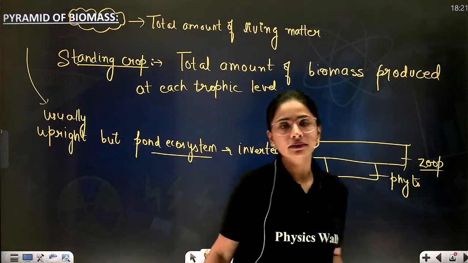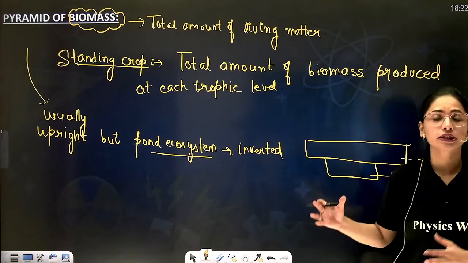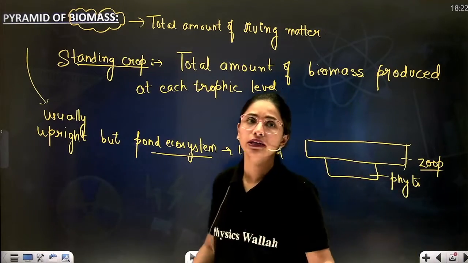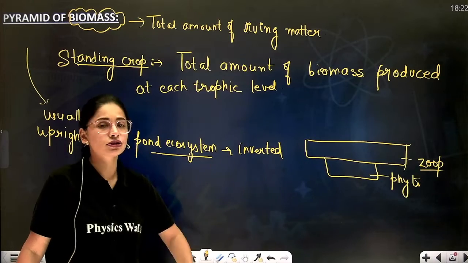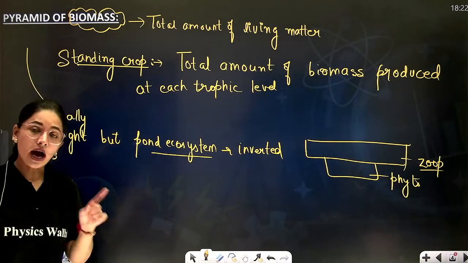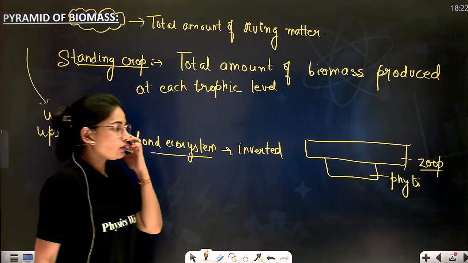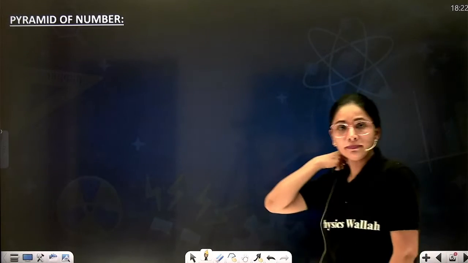NCERT has directly mentioned it, and questions related to it will come directly, that which ecosystem will show an inverted pyramid of biomass. Then you should know it is actually the pond ecosystem. Otherwise, other ecosystems like tree ecosystem or grassland ecosystem, their pyramid of biomass will be upright like that of the pyramid of energy, right? Now, the third parameter is the pyramid of number, right?